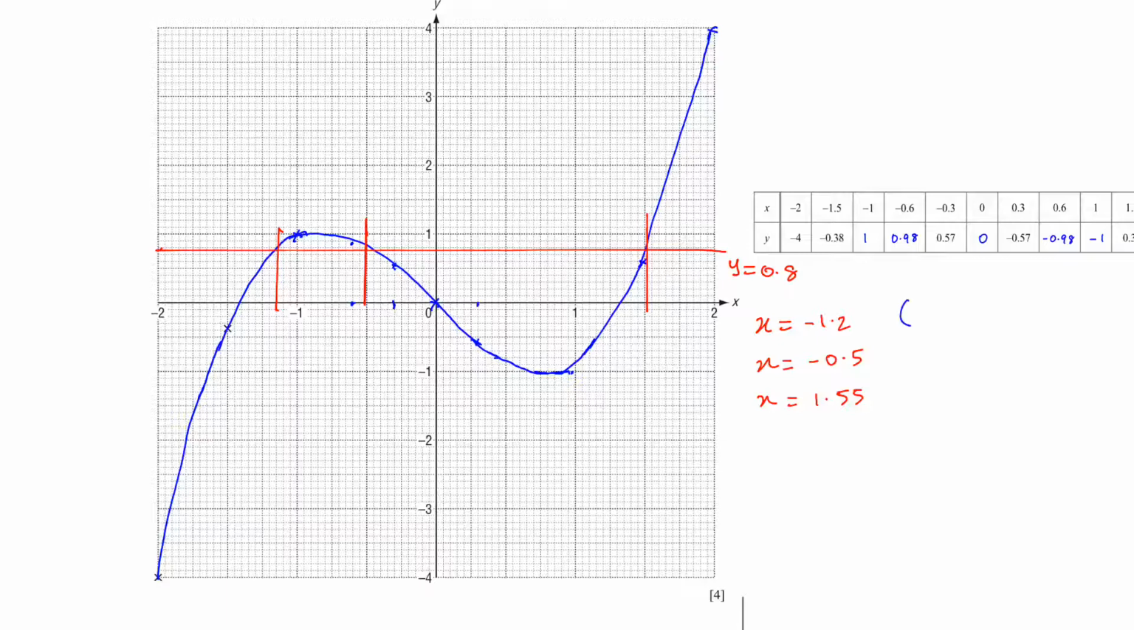So in the mark scheme, they have given -1.1 to -1.2, -0.4 to -0.5, and 1.55 to 1.65. So if you get these right, anything between them, you will get your marks.